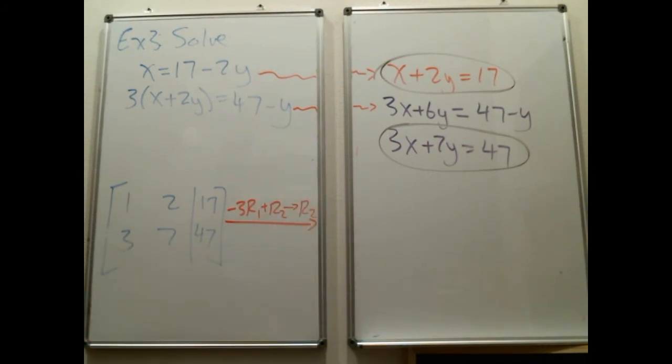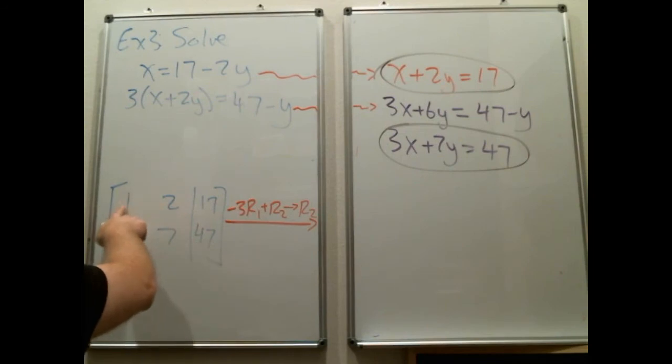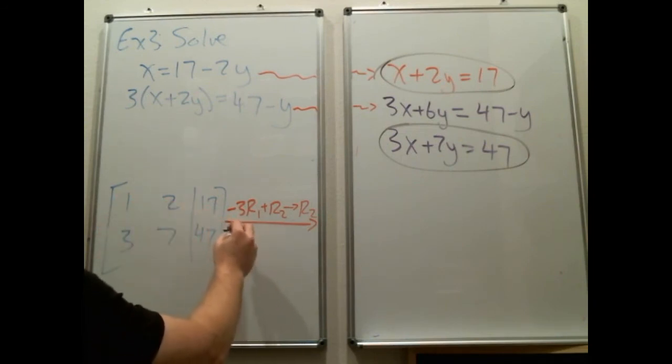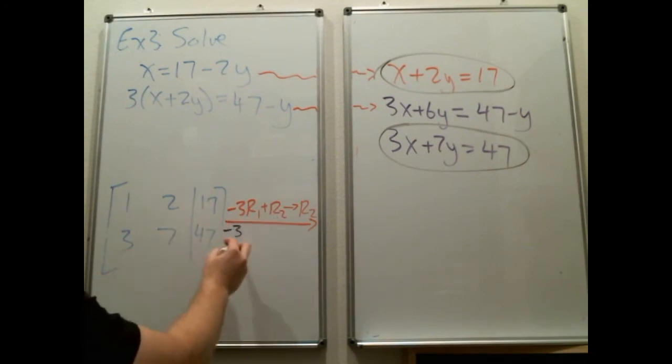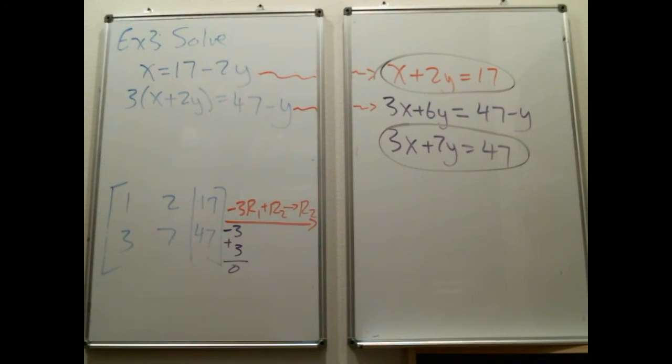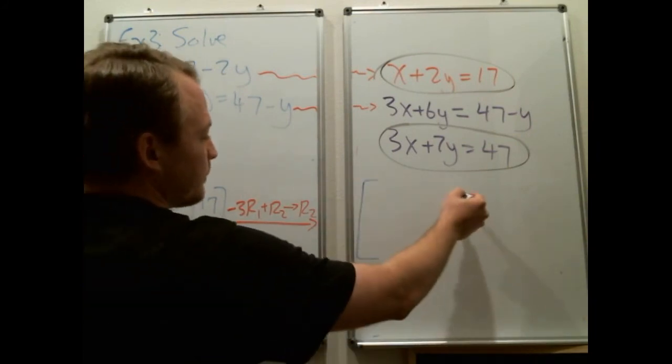Alright, and this may be the last example I do this little side work here. So negative 3 times row 1, negative 3 times 1 is negative 3. Add to row 2, which is a 3. That gives you 0. Alright, I should have drawn my matrix first. Thanks for reminding me.